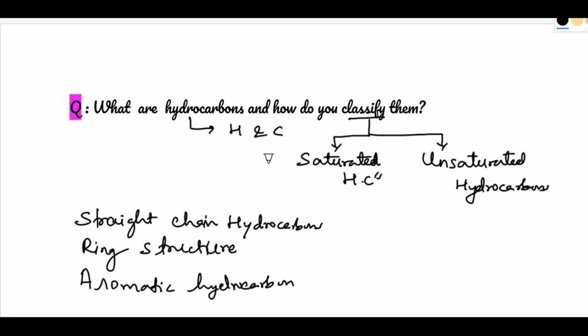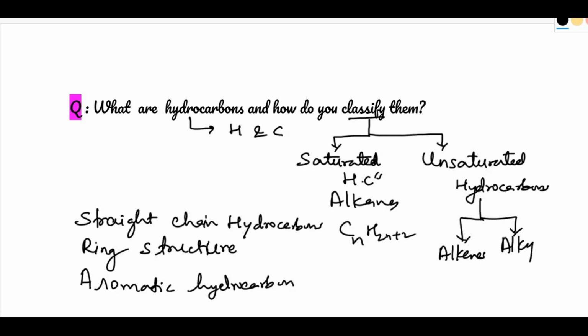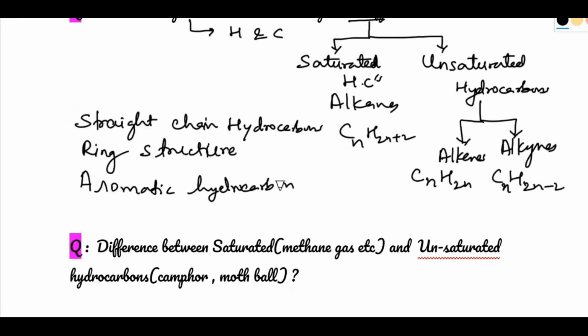So, this is how we classify them. Basically we classify them as saturated, unsaturated. Saturated are all alkanes with general formula CnH2n+2. Unsaturated are basically alkenes and alkynes. What are alkenes? Alkenes are the carbon compounds with general formula CnH2n. Alkynes are those hydrocarbons with general formula CnH2n-2. So this is how we classify hydrocarbons. This chapter is basically about this.